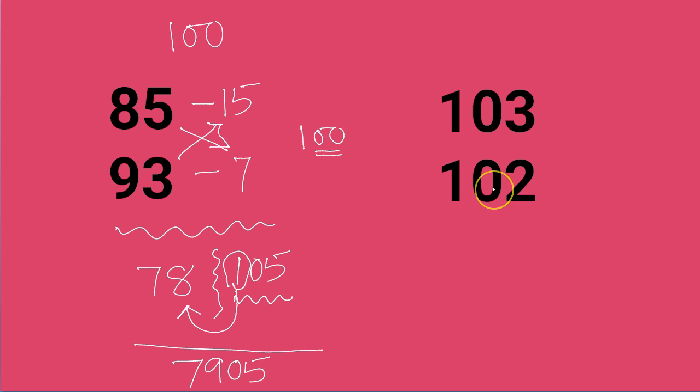Let's do it with 103 and 102 and you'll be able to figure this out again. So here our base is again 100. 103 multiplied by 102. So 103 is 3 more than 100 and 102 is 2 more than 100. First step is multiply 3 and 2. This will give you 6.